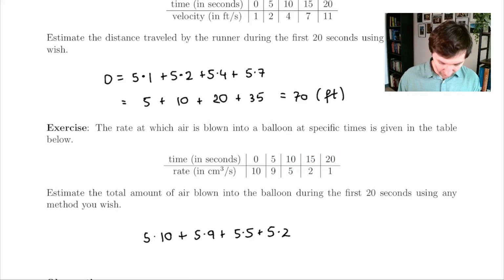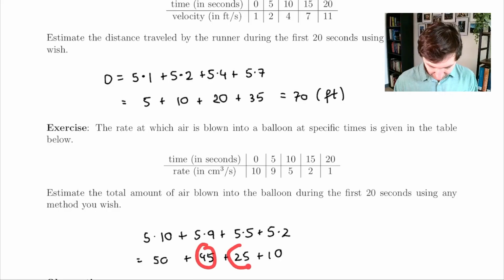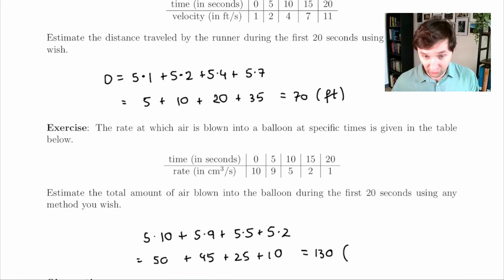When I compute these numbers, I will get 50 plus 45 plus 25 plus 10. When I add these, 45 plus 25 is 70, plus 50, that's 120, plus 10, that's 130. The units are centimeters cubed. This time, I get an overestimate because the beginning rates are higher than the ending rates on each interval. If I had data for every second, again, my estimation would be better.